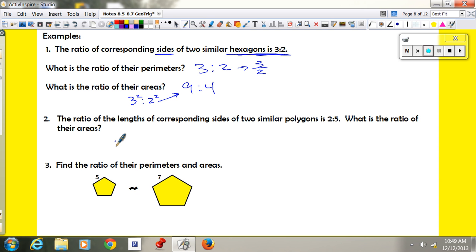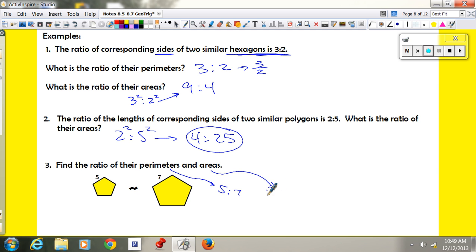The ratio of the lengths of corresponding sides of two similar polygons is 2 to 5. What is the ratio of their areas? 2 squared to 5 squared would be what? 4 to 25. Good. Find the ratio of their perimeters and areas. Perimeter ratio would be 5 to 7. Area ratio would be 25 to 49. You just square them. You square them both and you get your area ratio. That's how fast Section 8.6 is, and that's done. The ones on the worksheet tonight are pretty easy too, so I think you'll probably get those pretty fast.